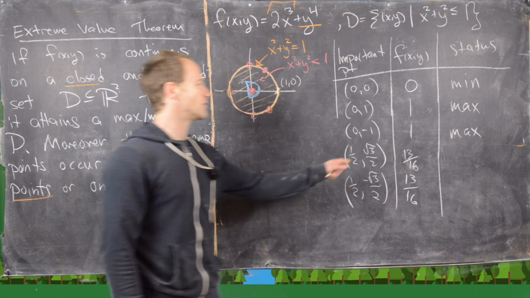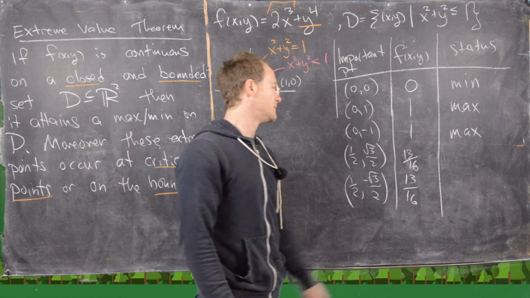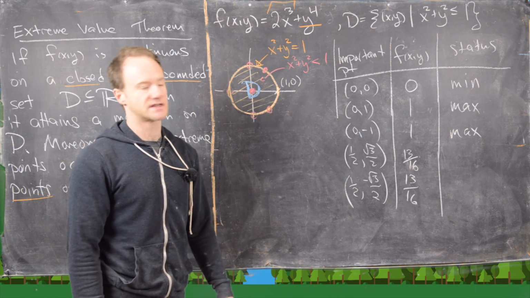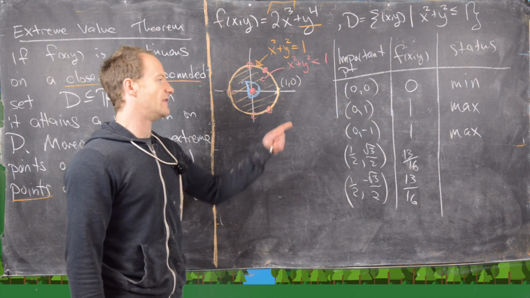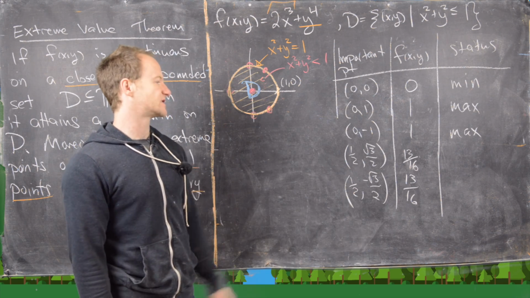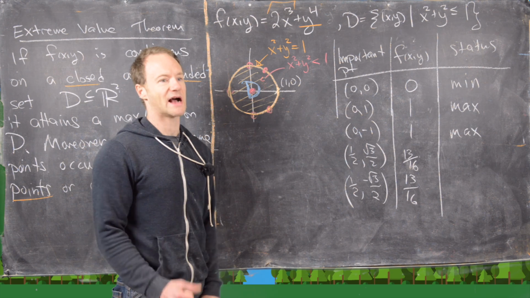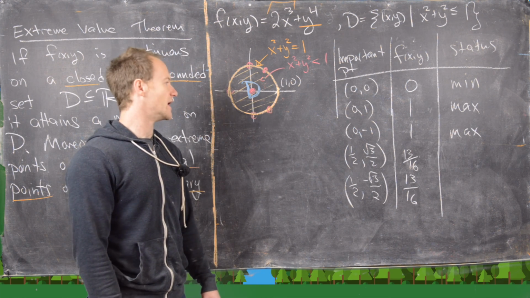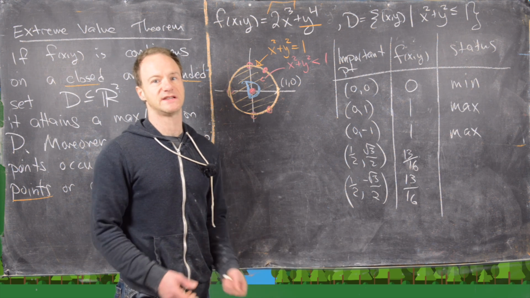Okay, great. And now notice that if you plug those in, you get 0, 1, 1, 13/16, and 13/16. And so notice 0 is obviously the minimum in this case, and then 1 is a maximum, and that occurs in 2 spots. And this 13/16 is kind of a neither point. It might be a local maximum or a local minimum, but that's hard to figure out without doing the second derivative test. Okay, that's a good place to end this video.